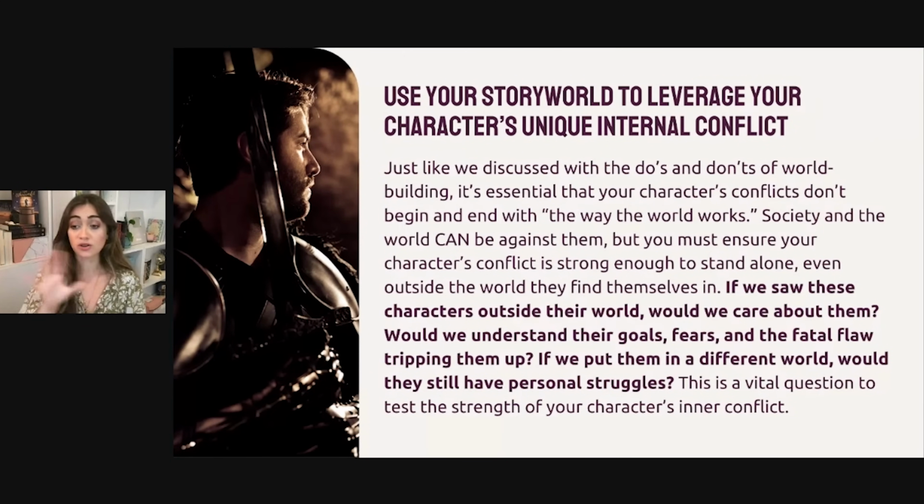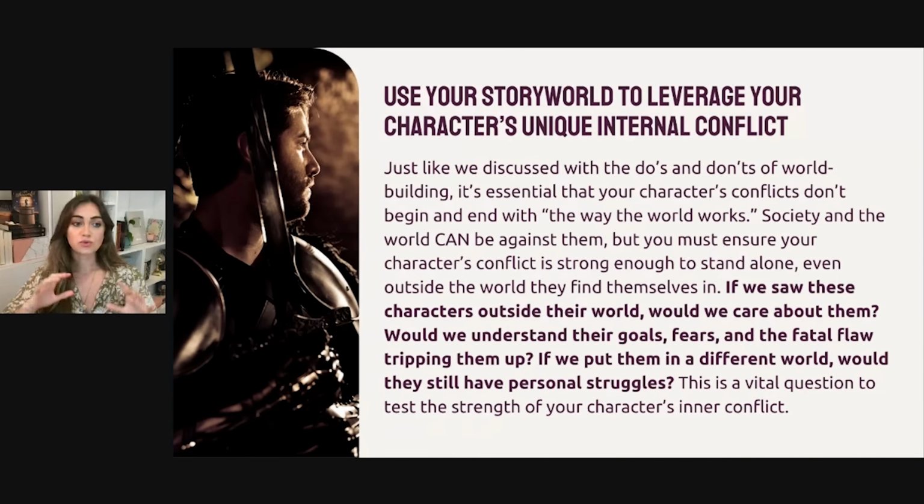This is a vital question. All of these questions are vital to ask yourself to test the strength of your character's internal conflict. Because if we take them out of the world and suddenly they have no internal conflict because the world itself was the only thing that made them special, that made us care about them, then I challenge you to dig deeper and see if you can make it even more personal. Could this character have personal conflicts even outside of this world? Or if they were to be uprooted and placed in a different world, would they still have personal struggles? Would they still have a fatal flaw? Would they still have a desire and a fear and a misbelief? So, questions to ask yourself.